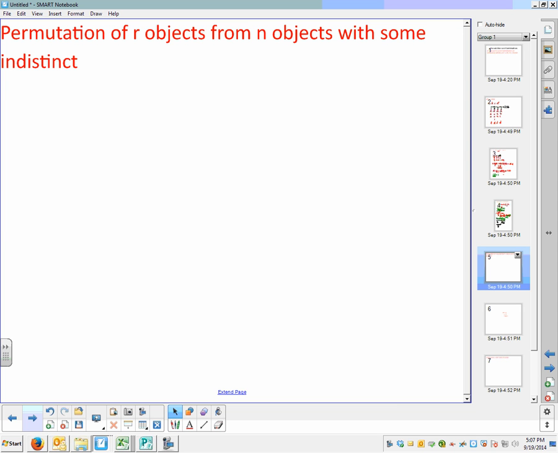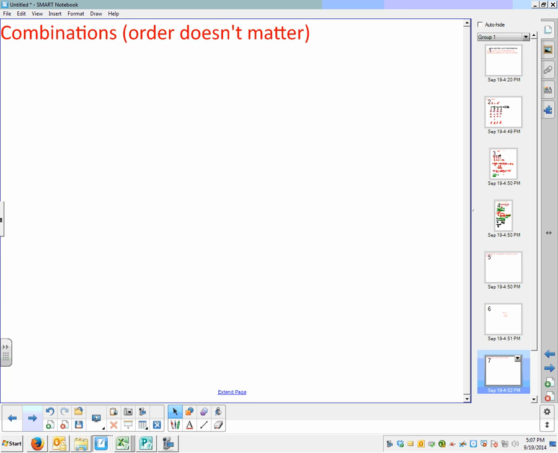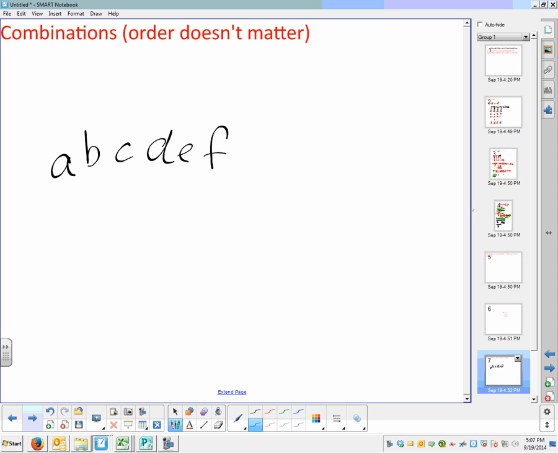I'm going to skip that bit. So the last thing I'm going to talk about is the combinations. How many different combinations? So now we don't care about the order. So let's say I've got 6 objects and I want to choose 3 of them. How many ways are there to do that?